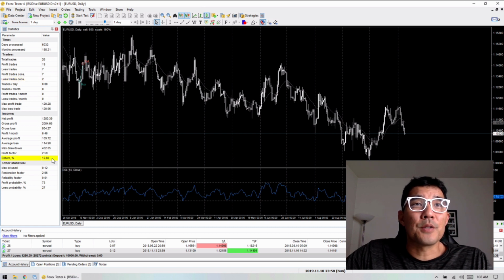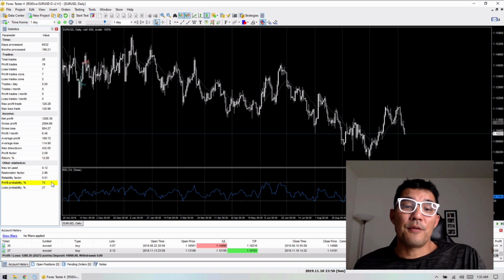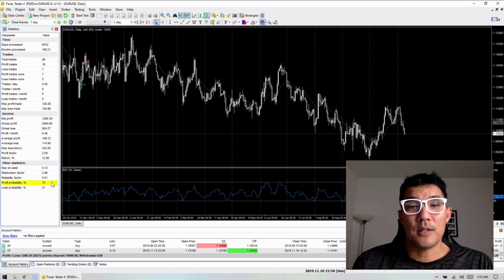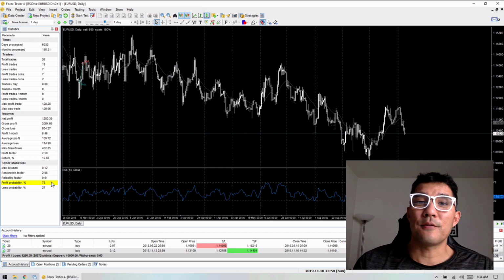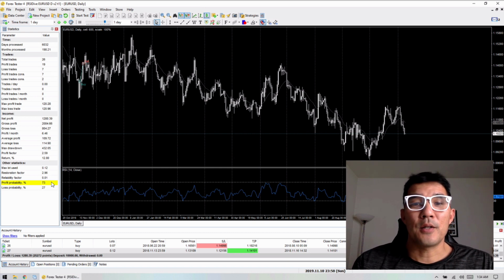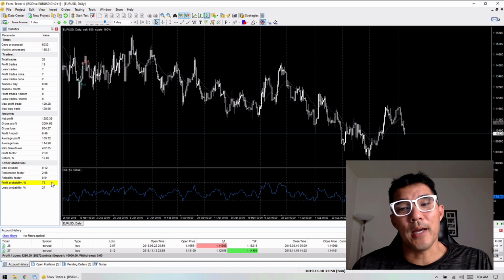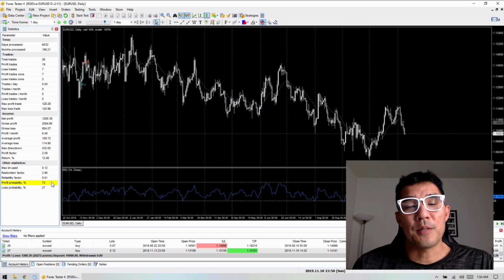The total return was 12.8%, and the win rate was 73%. So overall, this is a really good result. This is something that I want to test further, and it's something that could have some potential to be traded live. So I'm going to test more currency pairs and see how it goes.